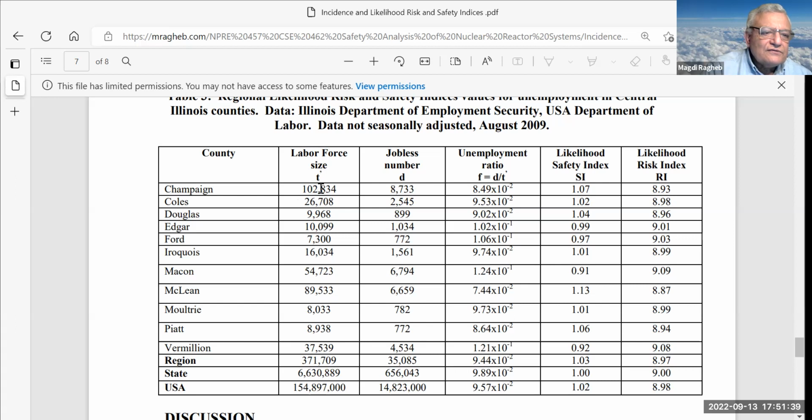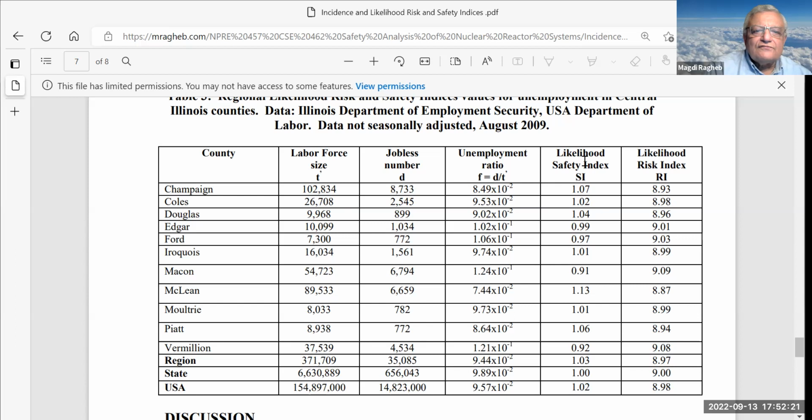The labor force side, or the people who are seeking jobs, is listed here. You notice Champaign County has the largest labor force in central Illinois, but you also have statistics about the jobless number. So in that case, the unemployment ratio, or the frequency, you take that D divided by T prime. Notice here, this is not an incidence, but this is a likelihood because it's a limited population. You can calculate the F as the unemployment ratio, and then the likelihood safety index would be the log to the base 10 of 1 over F.